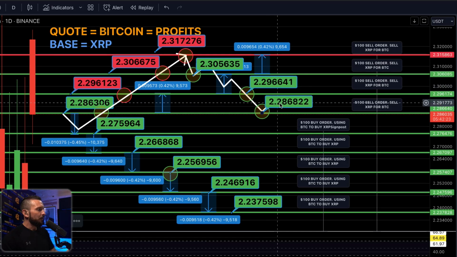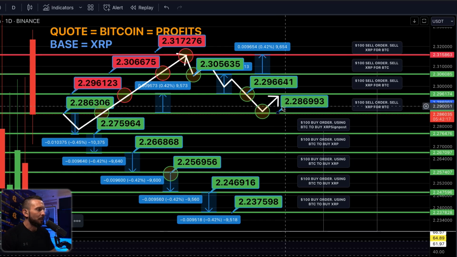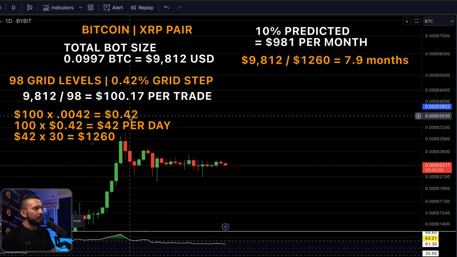And then comes down here again. As soon as it hits this point at $2.28, it buys another $100 worth of XRP. So every time it's buying, it's trading Bitcoin for XRP. And every time it's selling XRP for Bitcoin. So if we jump back at this analogy, this is 0.42 in Bitcoin.